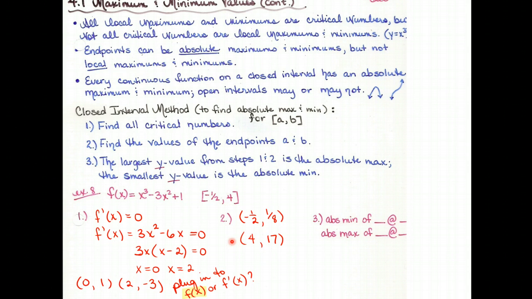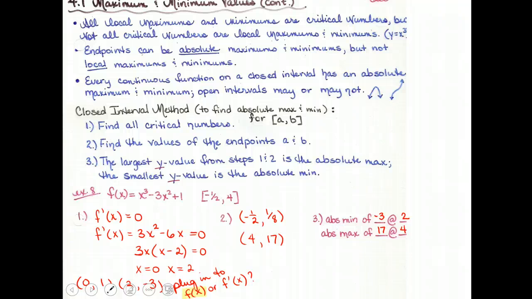So now we're just going to look and see for the absolute minimum, out of all of those, what was the lowest y value? Negative 3. So I have a minimum of negative 3, and that was at 2. All right, what was the highest of all of those y values? 17. So I have a maximum of 17, and it occurred at 4.